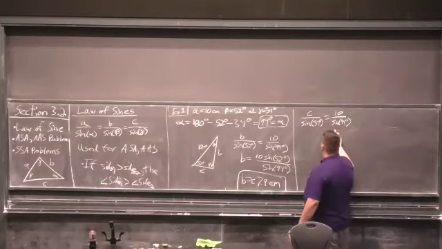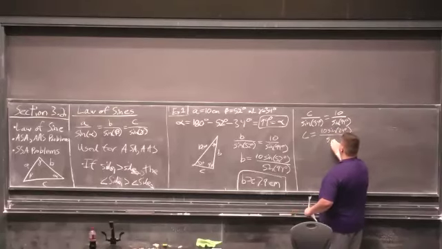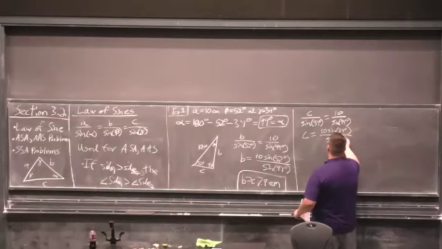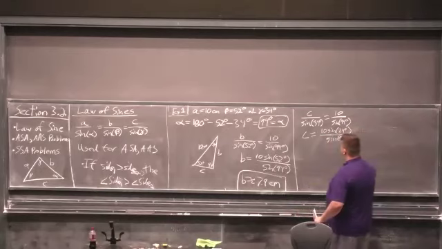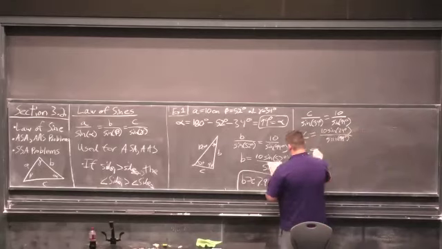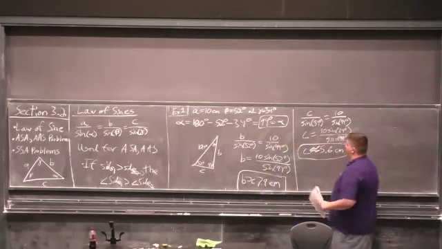So now when we plug this in, we then have C is equal to 10 sine of 34 degrees divided by sine of 94 degrees, which then C is approximately equal to 5.6 centimeters.